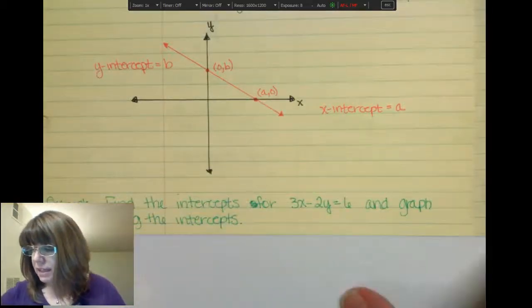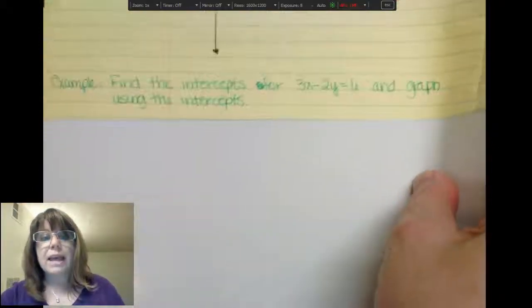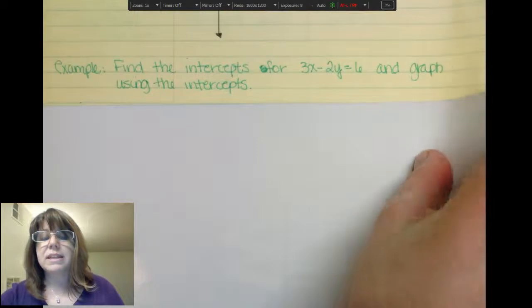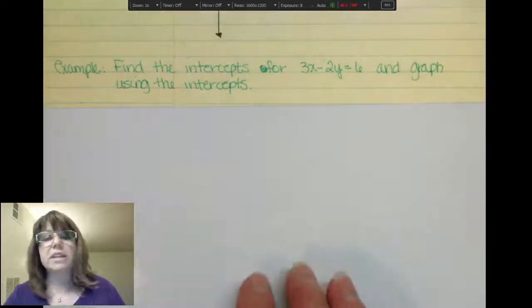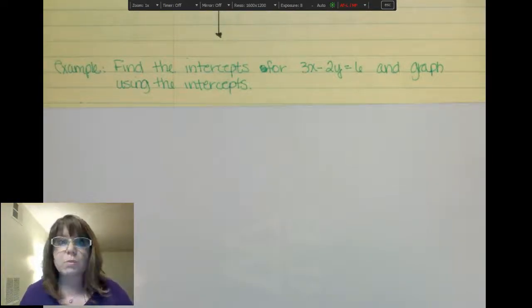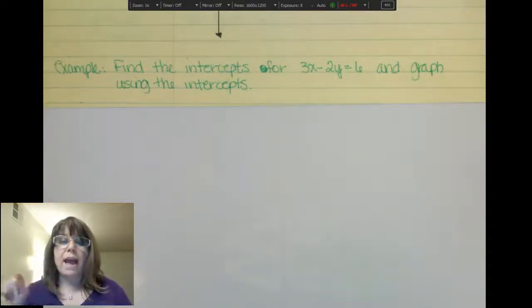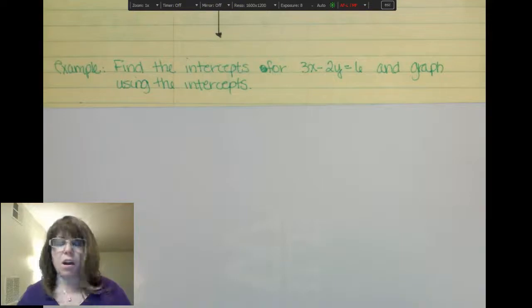So let's find the intercepts for 3x minus 2y equals 6, and we do want to graph it using just those intercepts. I know I've said in earlier lectures that you want 3 points. Well, 2 will get you a line, 3 will check that you're on the line. So we're just going to use these very special points, the intercepts of the line, to graph our line. So I'm kind of breaking my rule there, but that's okay. I can break my rules.